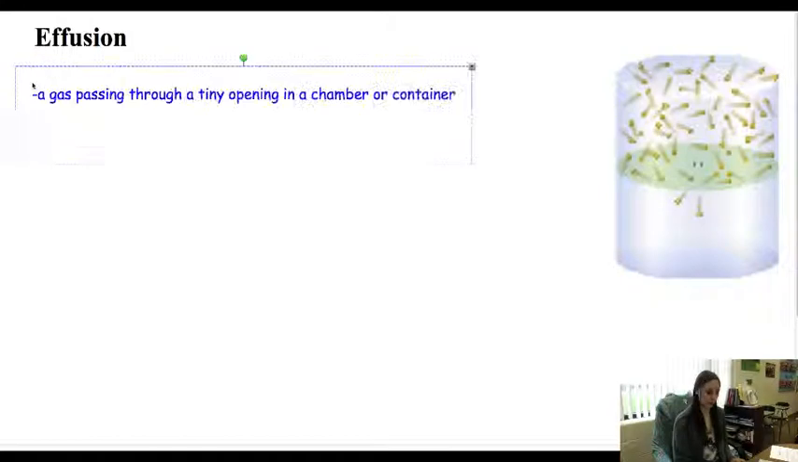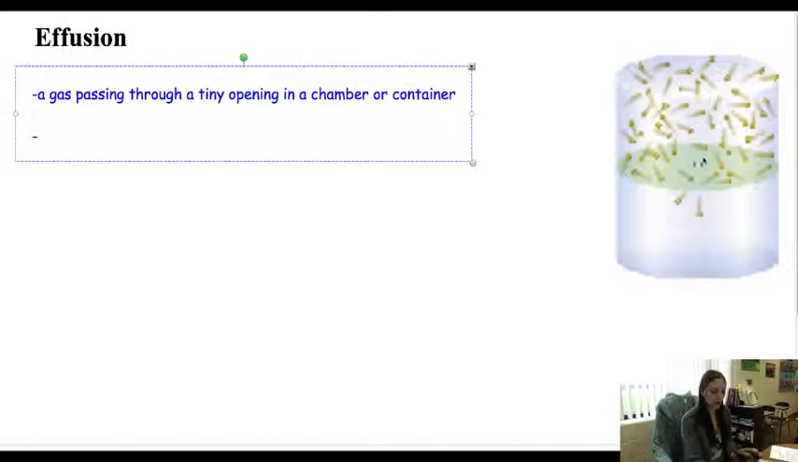Effusion, on the other hand, is where you're looking at a gas passing through a tiny opening in a chamber or container. Like the picture over here on the right, I have a bunch of gas molecules there on the top. We have a hole here in the middle, and these gas molecules slowly leak through. That is called effusion. Think like air leaking out of a tire.